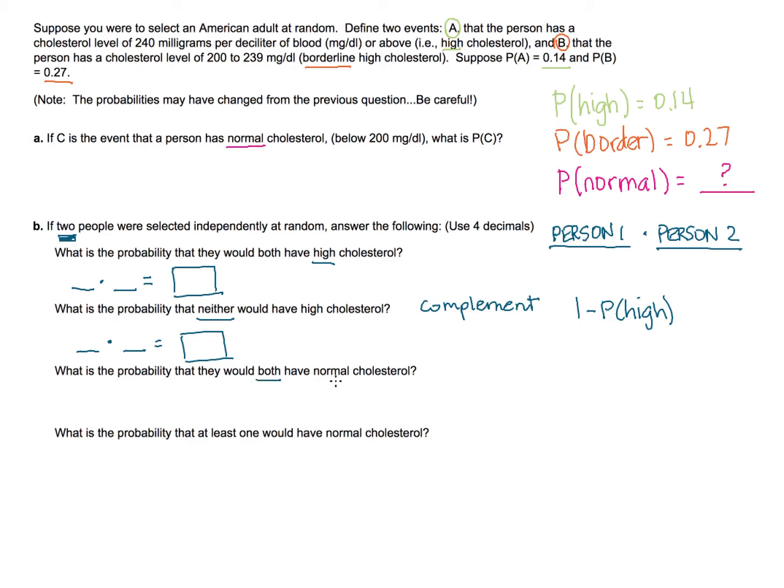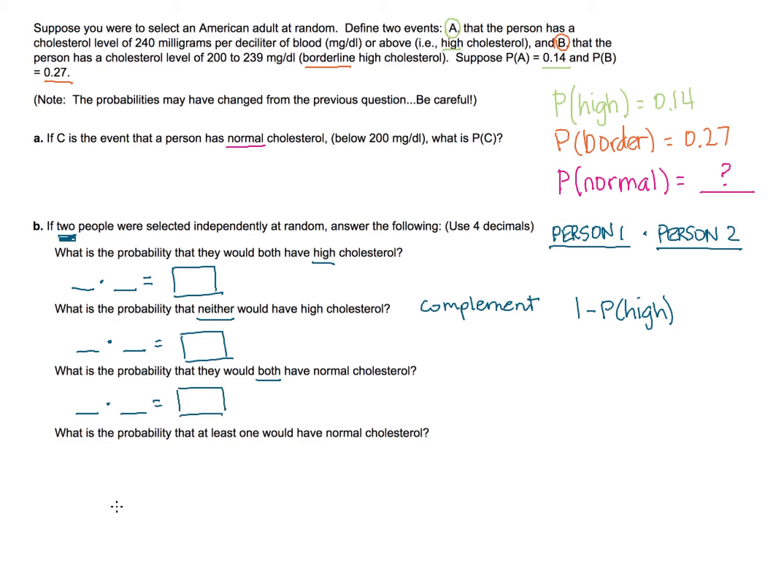What's the probability that they would both have normal cholesterol? They both have normal. So again, this is pretty straightforward on this one. We're just going to our table and finding the probability for normal, and we're taking the person 1's normal times person 2's normal and getting our value.